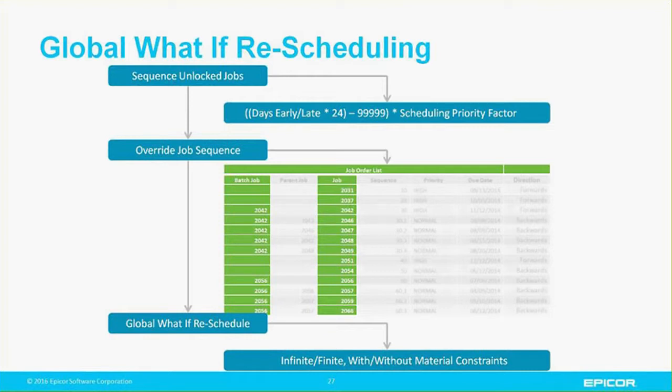The master scheduler has the option to run global what-if rescheduling in all modes, infinite or finite, and with or without material constraints. The impact of the reschedule can then be visualized on the master scheduler's workbench before being applied to the live system.